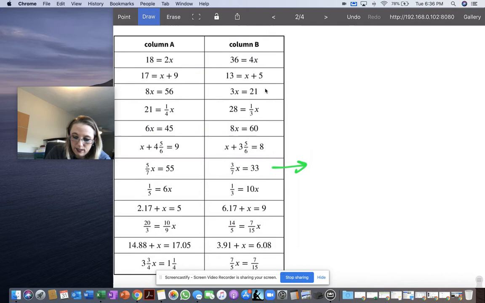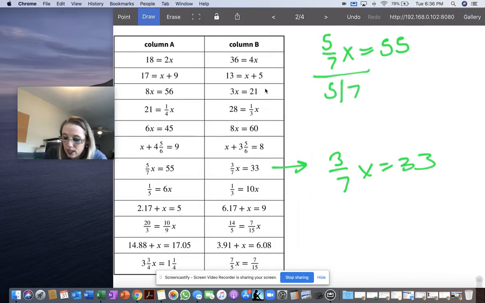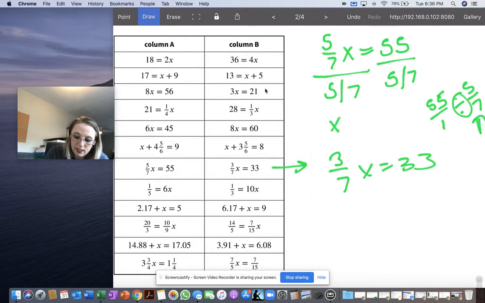Another fraction. 5/7 x equals 55, and 3/7 x equals 33. Okay, we're back to multiplication. So you need to divide by 5/7. Okay, so that's going to say 55 over 1 divided by 5/7. Just as a reminder, keep, change, flip. And that's how you get your answer. You guys know how to do that, okay? So x then is going to equal 77.